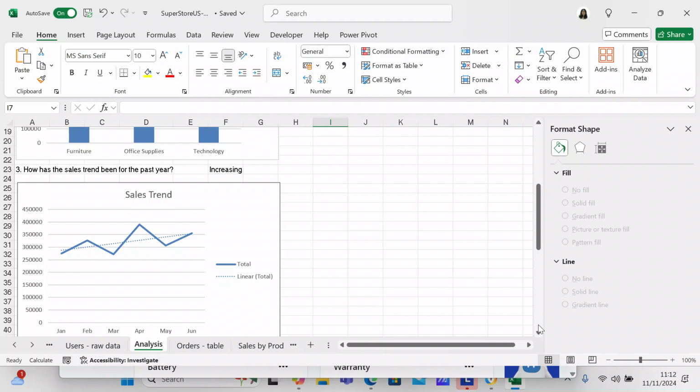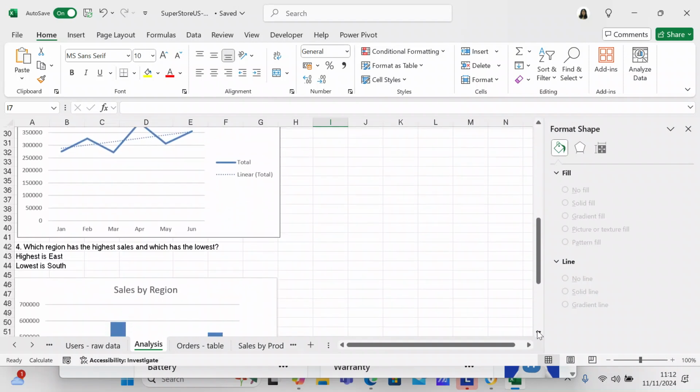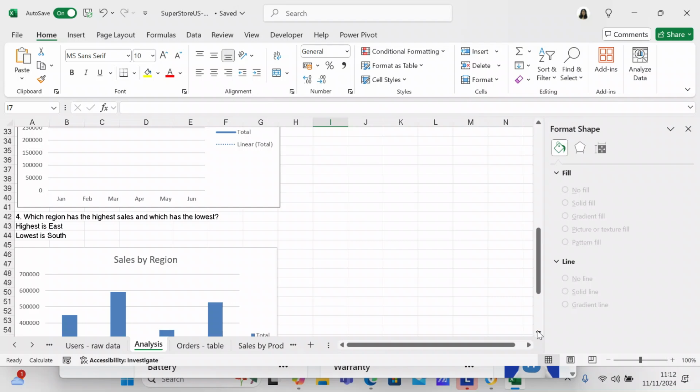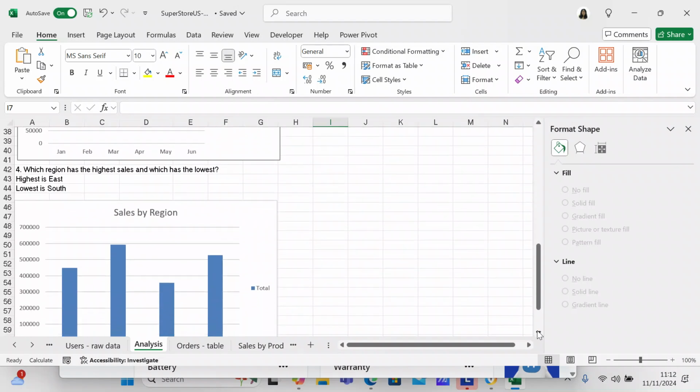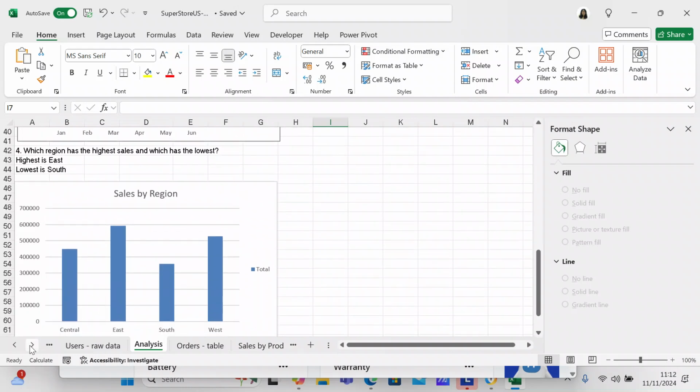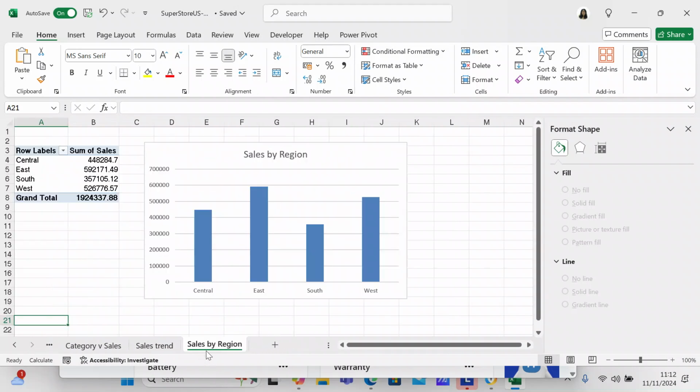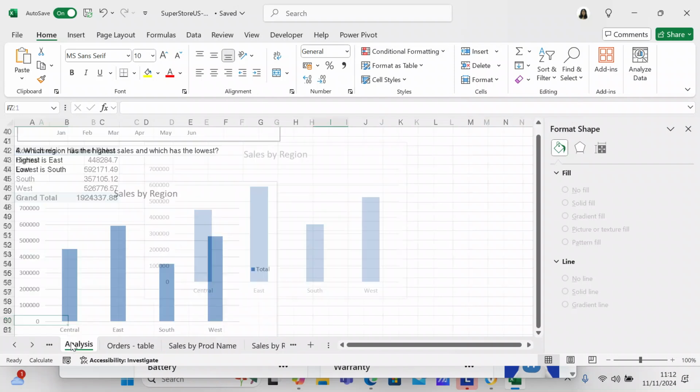So that was for the third question. The fourth question is, which region has the highest sales and which has the lowest? So the highest sales is east and the lowest sales is south. And again, what I did was I created a pivot table with the region and the sum of the sales. And you can see the region and the sum of the sales. The east has the highest sales and the south has the lowest sales. And then I just copied that over to my analysis page.